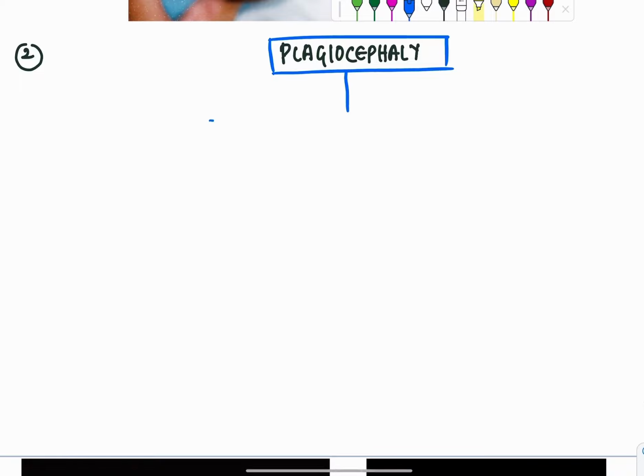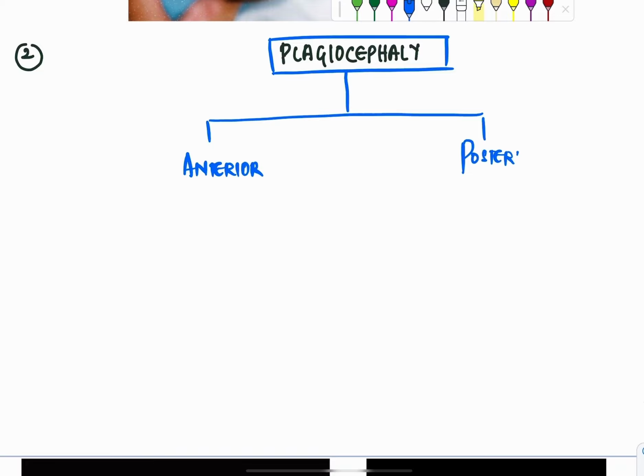Now plagiocephaly is of two types. What are these two types of plagiocephaly? Anterior and posterior. Okay, anterior and posterior. So there are two types of plagiocephaly, anterior as well as posterior plagiocephaly.